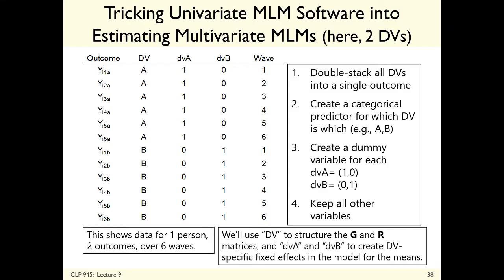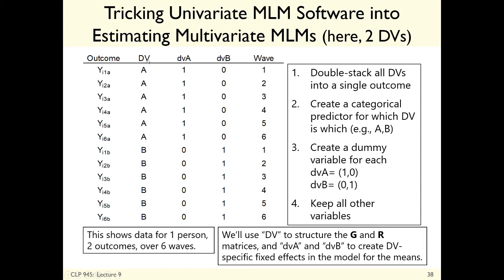So slide 38. This is how we trick SAS or any other univariate multi-level modeling package into doing a multivariate model. We stack the data that was one row per occasion per person into a format that I call double stacked, because it's then going to be one row per outcome per occasion per person. So this is what it would look like if we had 6 occasions, 2 DVs. This is one person's data. So we have the outcome for DVA and for DVB.